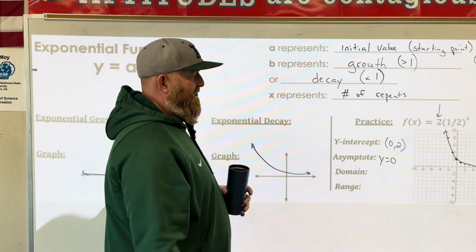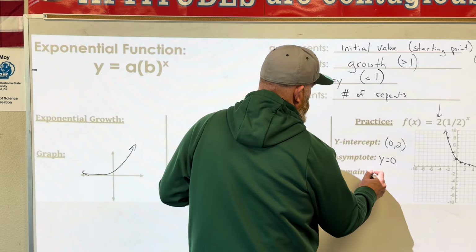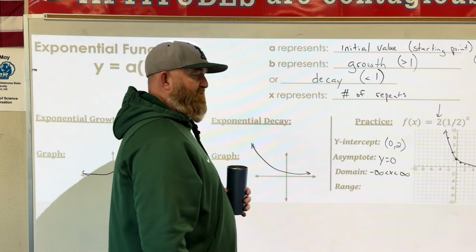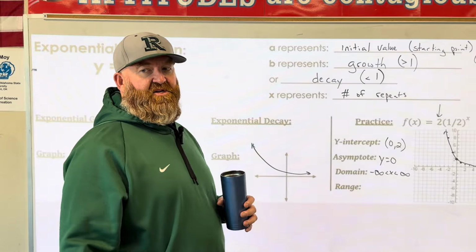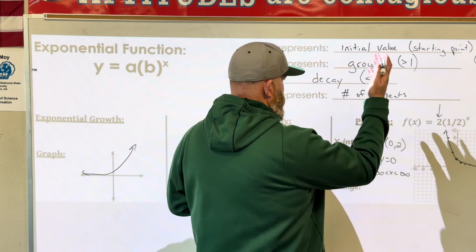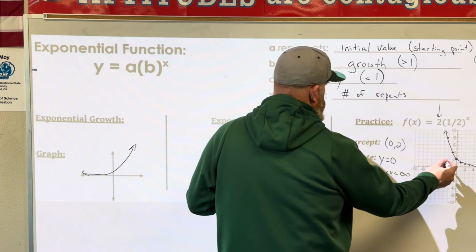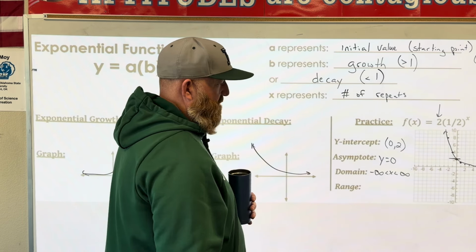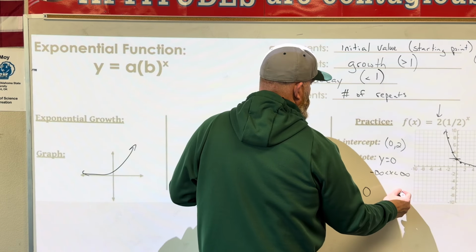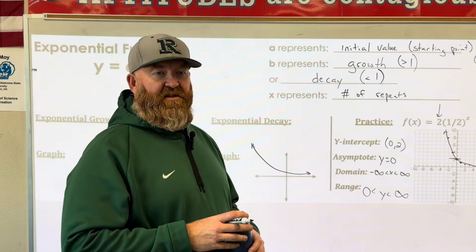What's my domain? What is it always? Negative infinity to positive infinity, with an x. What's my range? What's the lowest number? Is that my lowest point? What's my lowest point? 0. There we go. What's the top point? Infinity. Okay. What letter does range go with? Y. You're going to get the hang of this a little bit.